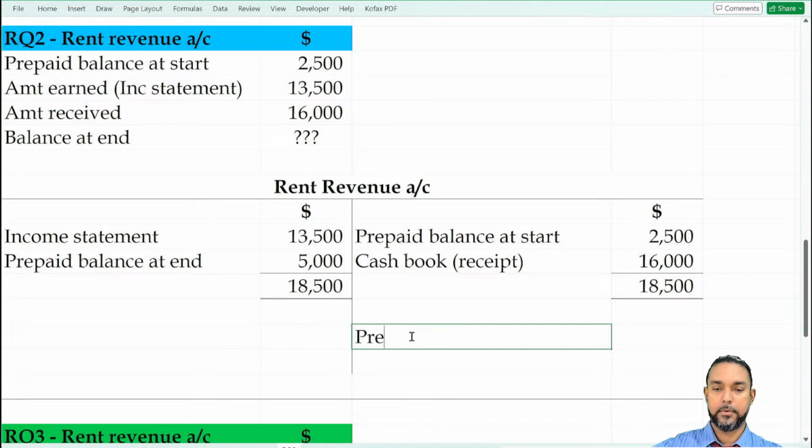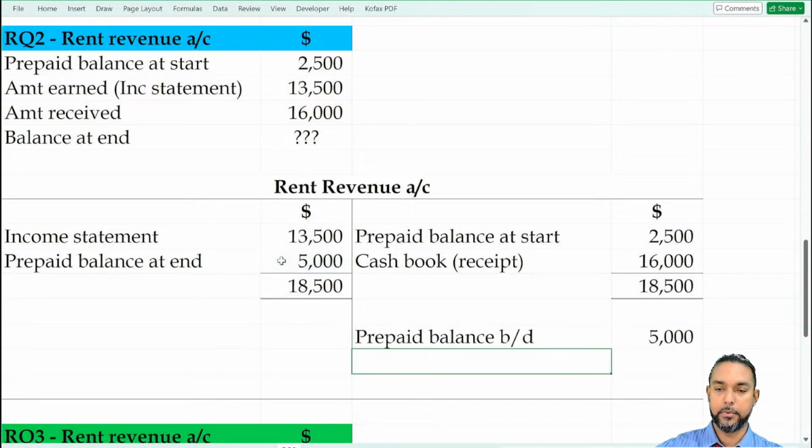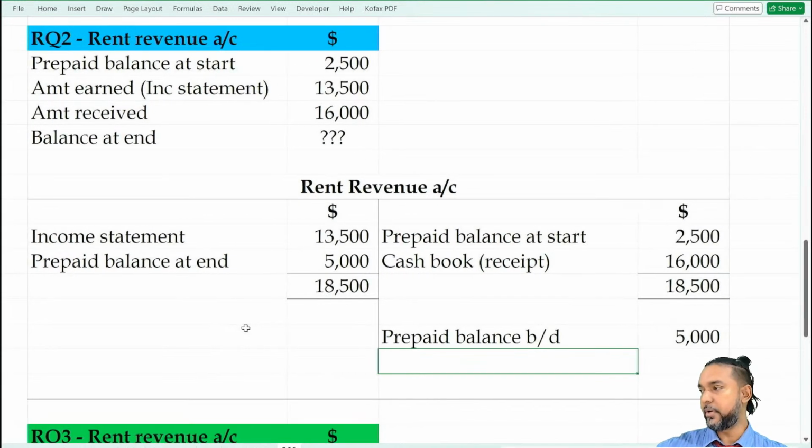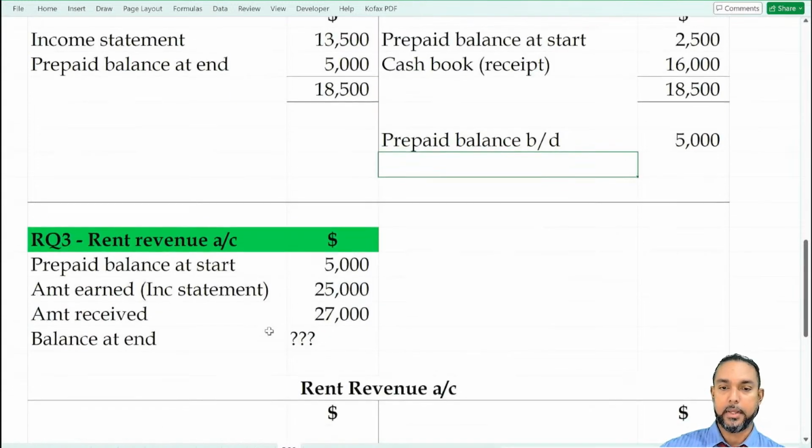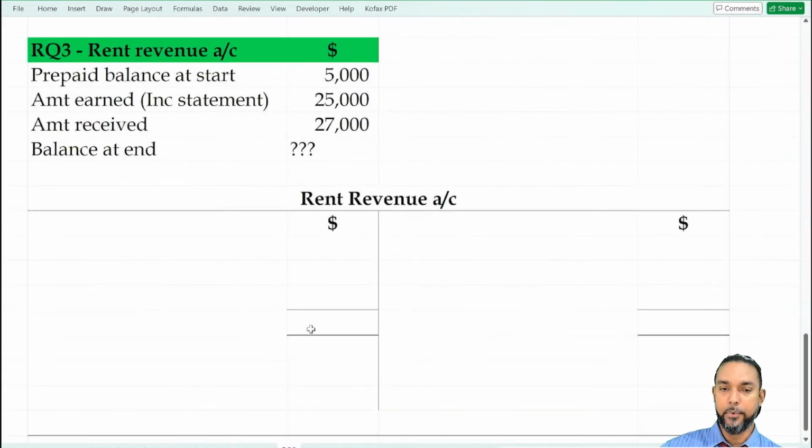Right, so prepaid balance brought down 5,000 there. Right, cool. Okay, Zaf, are you okay with that one? All right, Keely, what about you? You good with that one? All right, cool, lovely. And one for the road.